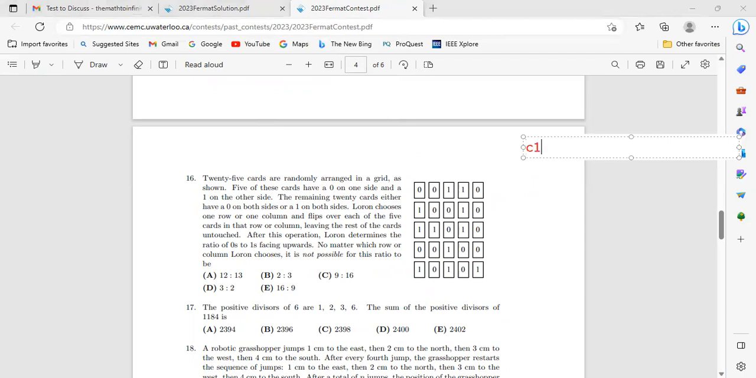So let's put it this way. Column 1, column 2, column 3, column 4, column 5. In column 1, we have 2 zeros and 3 ones. Could you please create a table like this? Okay. For C2, it's going to be 4 zeros and 1 one.